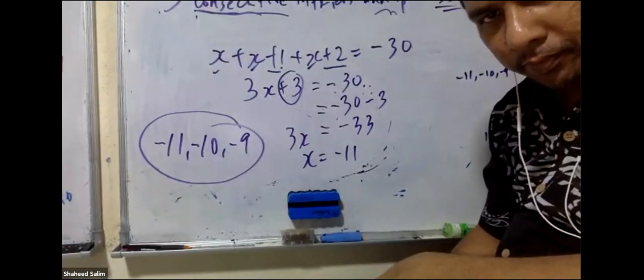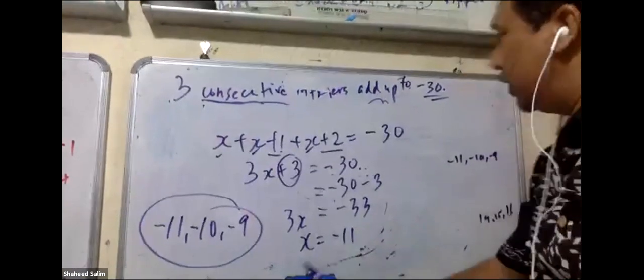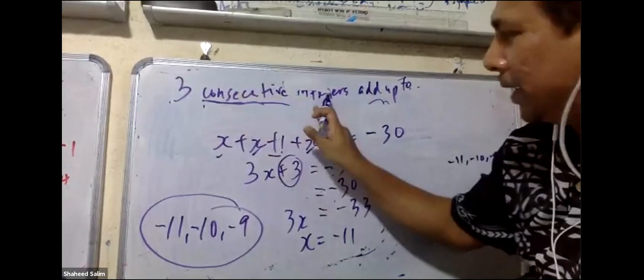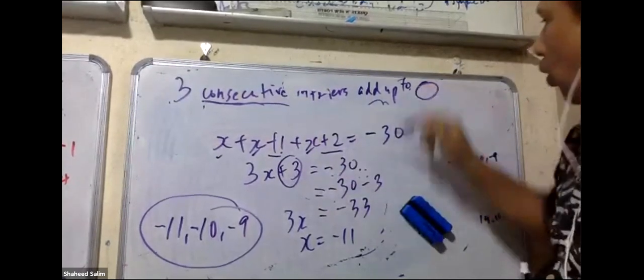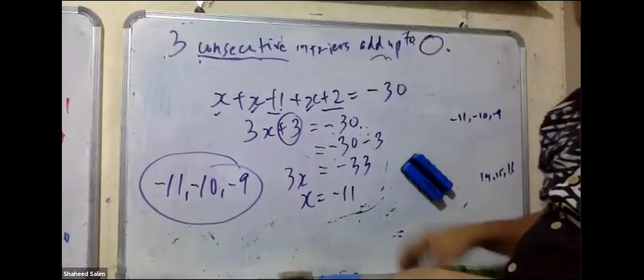Okay, I give you one challenging one. Okay, one challenging one. 3 consecutive integers, they add up to 0. Find the 3 numbers. Same method. You can do it. Same method.